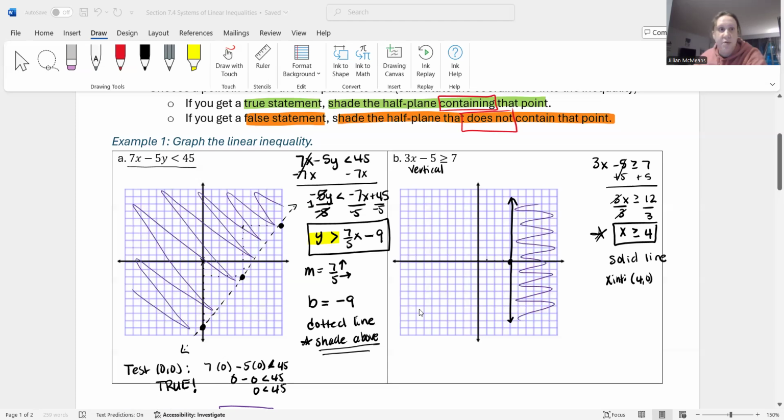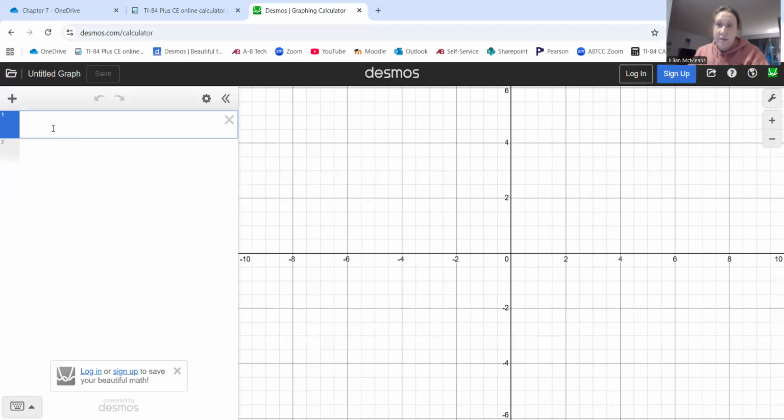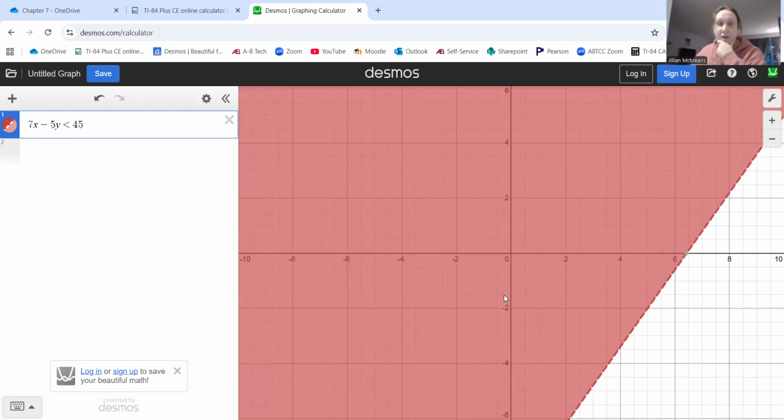So here's Desmos. The cool thing about Desmos is you can just type in the equation or the inequality in more of that standard form where the x and y are on one side, the constants on the other. You don't have to solve it for y. So we had 7x minus 5y less than 45, and there you have it.